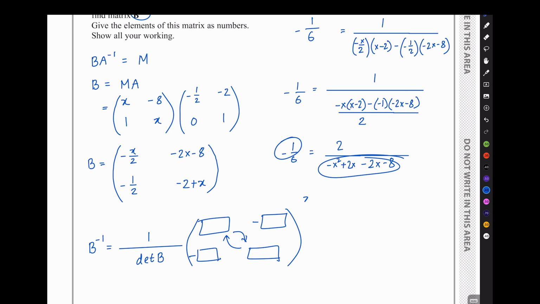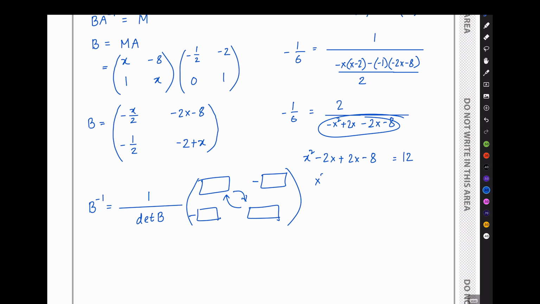So this comes out to be x squared minus 2x plus 2x minus 8 equals, now 6 times 2, which is 12. Okay, now simplifying everything, x squared. So these two actually cancel out. So 12 plus 8, which is 20. So x is coming out to be a very weird number. I do not want it to be weird. I usually hate it when the number is very weird. Anyways, so x is square root of 20.